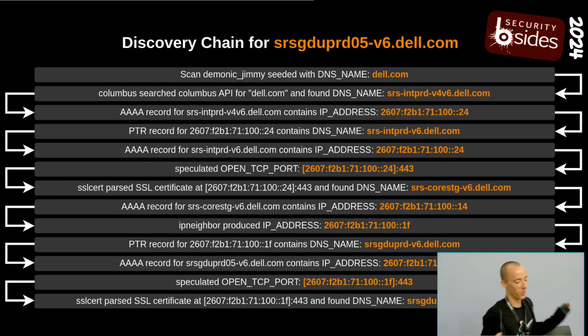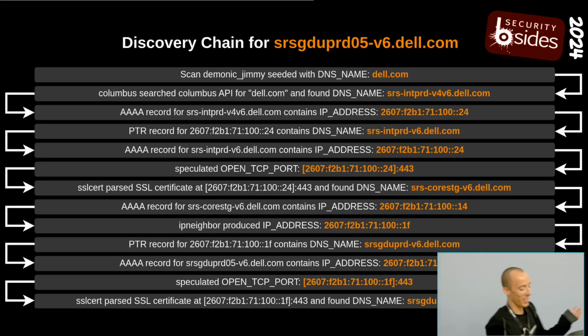Here's another one. Seeded with del.com, it searched an API, found an IPv6 quad A record, found a pointer record for that IP address that pointed to another host name, found an open port on that IPv6 address, found an SSL certificate on that port, found a quad A record pointing to an IP address, looked beside that IP address and found an IP neighbor, found the pointer for that IP neighbor, which contains a DNS name, which contains a quad A record, which has an open port, which has an SSL certificate, which has a DNS name.